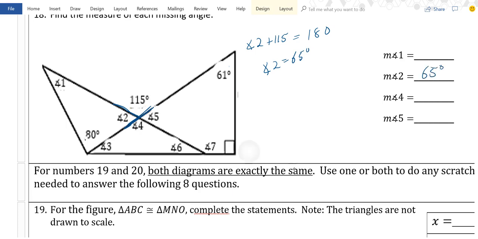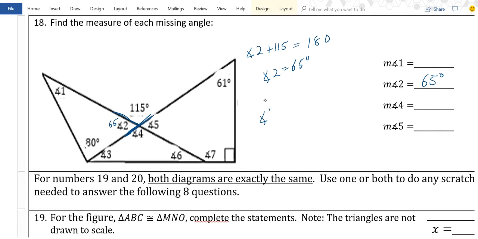So I'm going to go ahead and write my 65 in here. Now I can find angle 1, right? Because I see that I have angle 1 plus 80 plus that 65. Well, that's going to give me 180 because they're all interior to that triangle. So for angle 1, we will end up with 35 degrees.